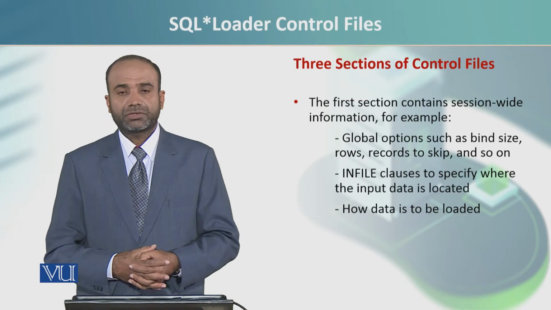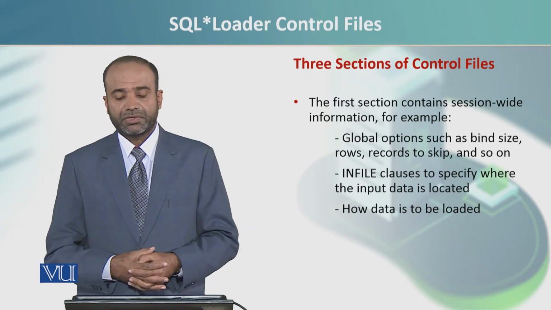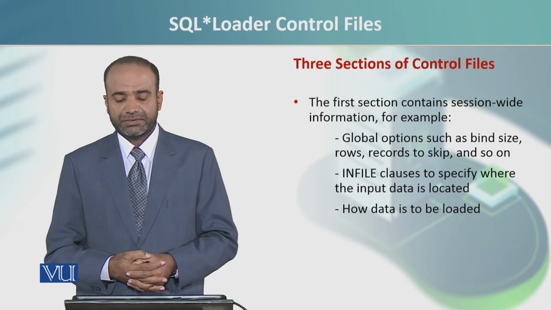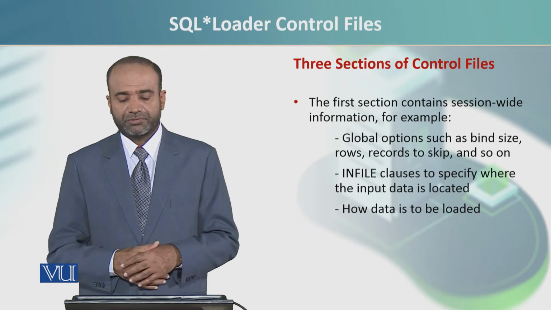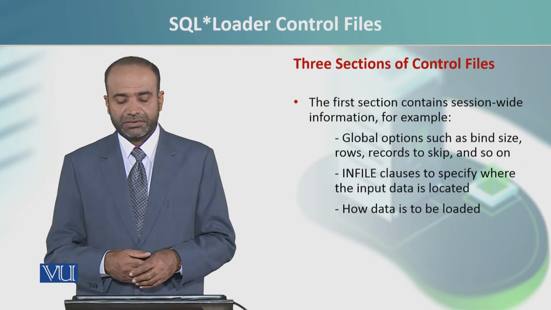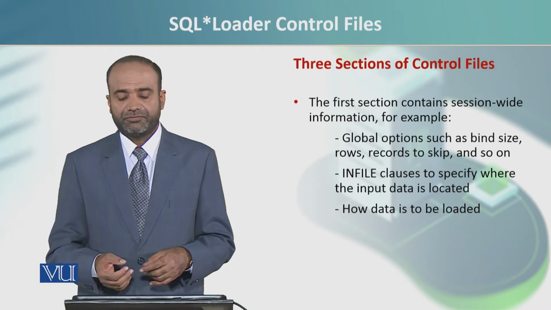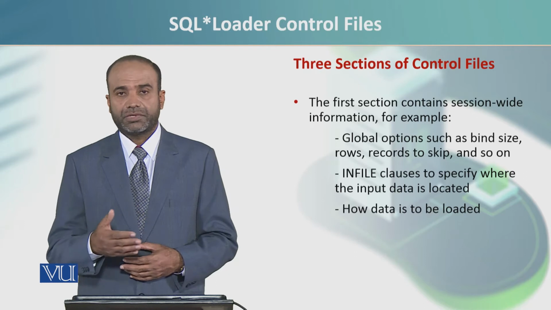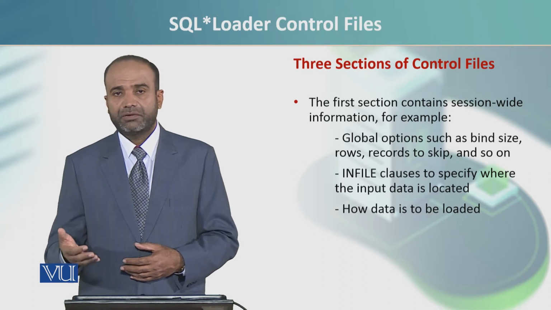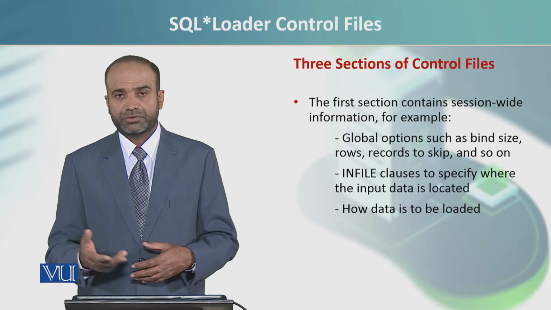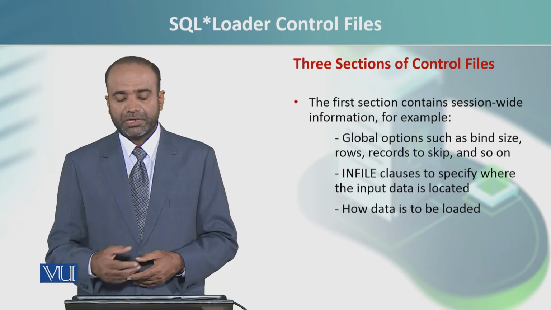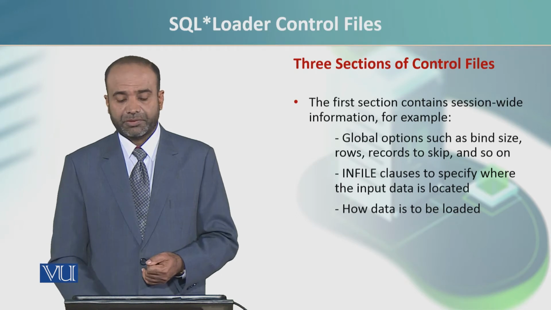There are three sections of the control files. The first section has global options such as bind size, rows, records to skip, and so on. In the infile clause you specify the input data, the source of the data, meaning you indicate the path and file from which the data is coming, which mostly will be a comma delimited file. That's how the data is to be loaded, the first part.